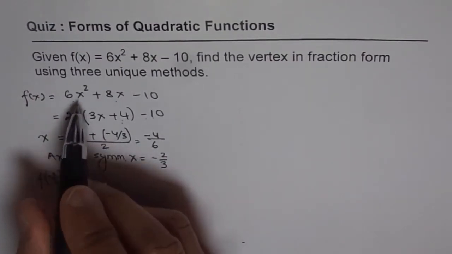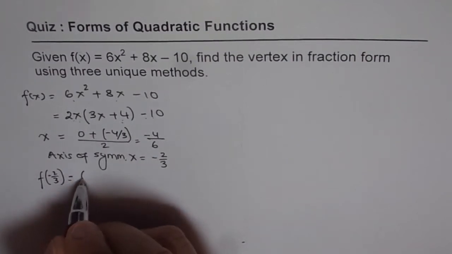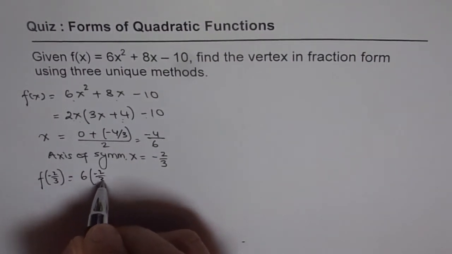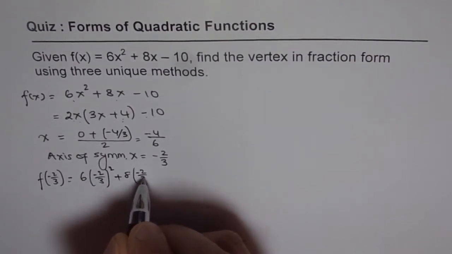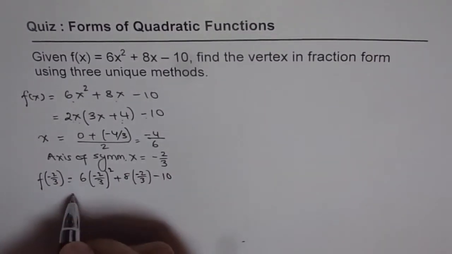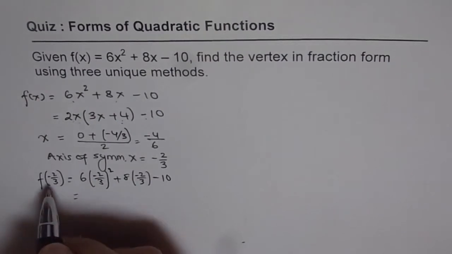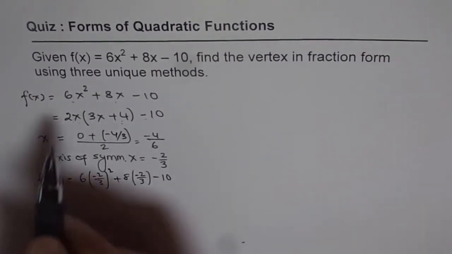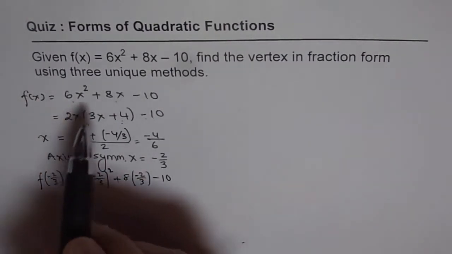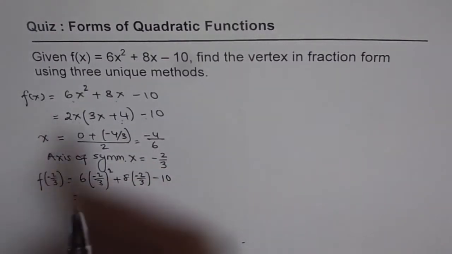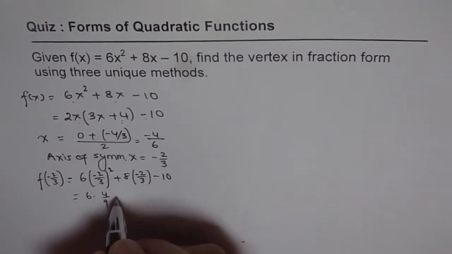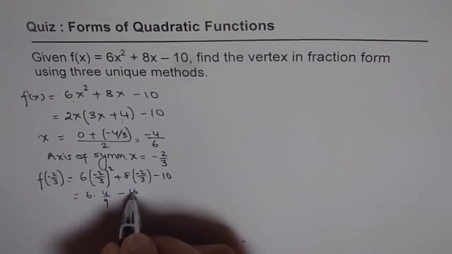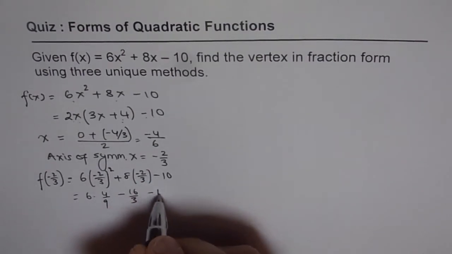So at minus 2 over 3, we'll substitute this value here. It's 6 times minus 2 over 3 whole squared plus 8 times minus 2 over 3 minus 10. And once you solve this, you get your answer for y, which is in this case a minimum point, since the function opens upwards, right? So that's a minimum. So we get 6 times, this is 4 over 9, right? And here we get minus 16 over 3, and then we get minus 10.